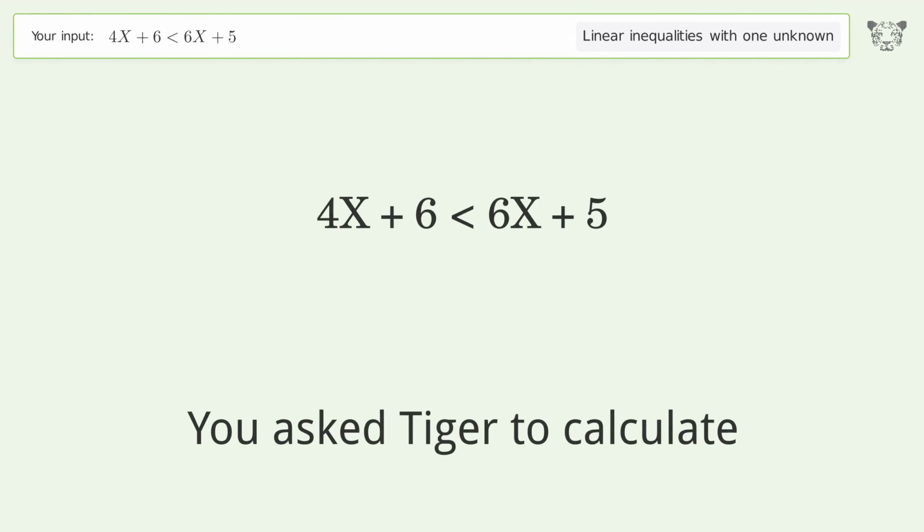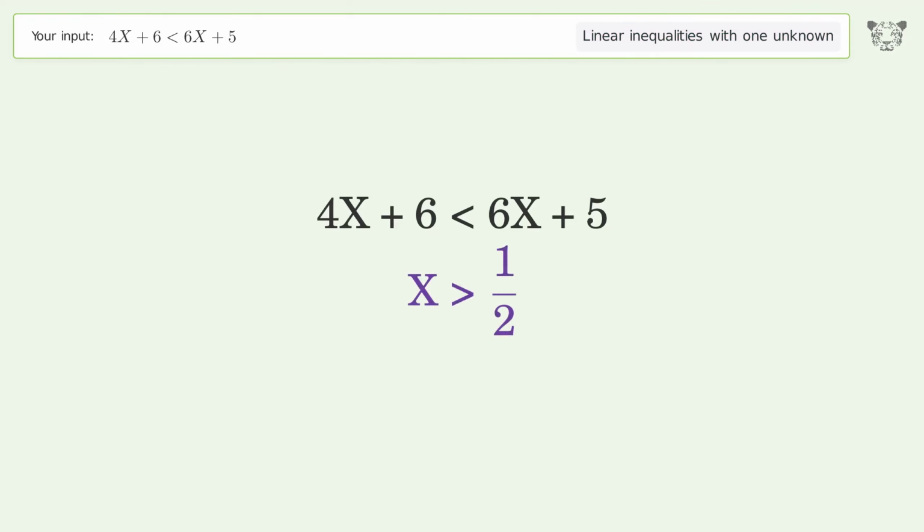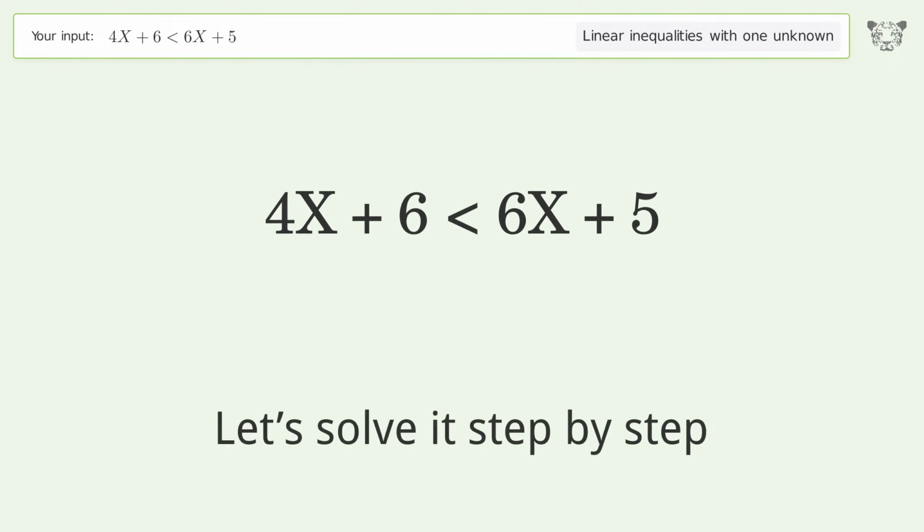You ask Tiger to calculate. This deals with linear inequalities with one unknown. The final result is x greater than 1 over 2. Let's solve it step by step.